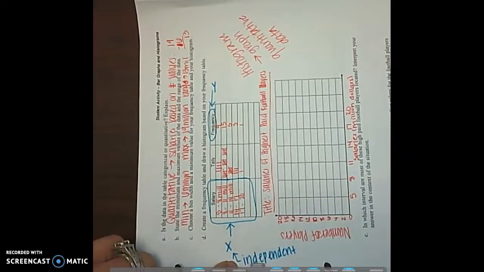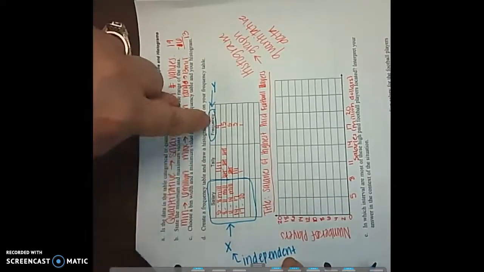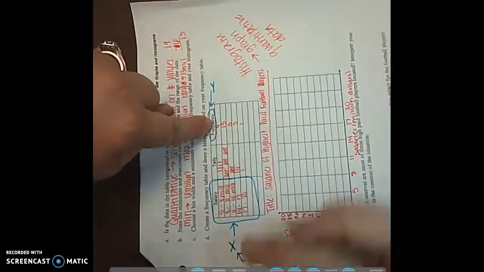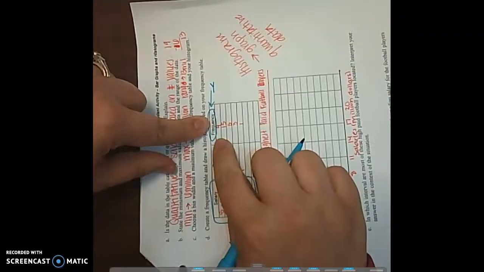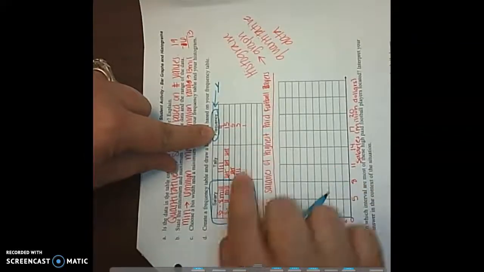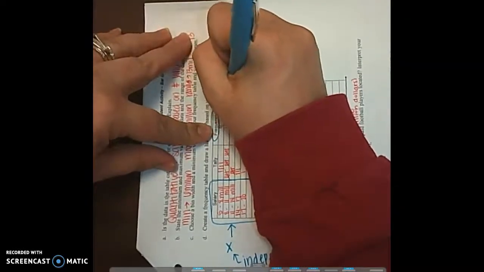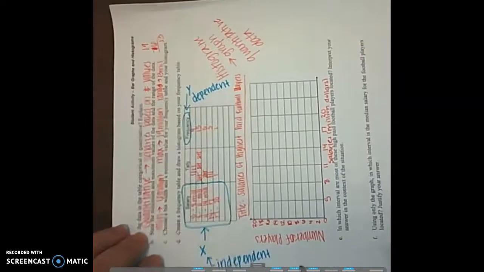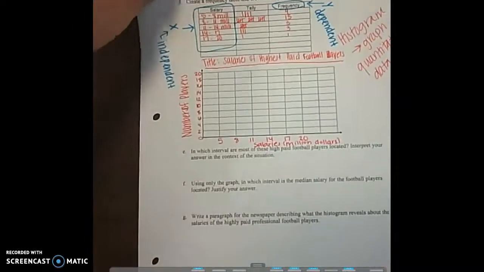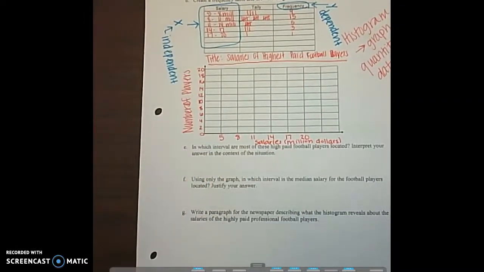That is what is changing, right? My y-axis is what is responding. That's the number of players that are getting these salaries. So that is my dependent. That's my dependent variable. All right. So now we're going to graph the data.